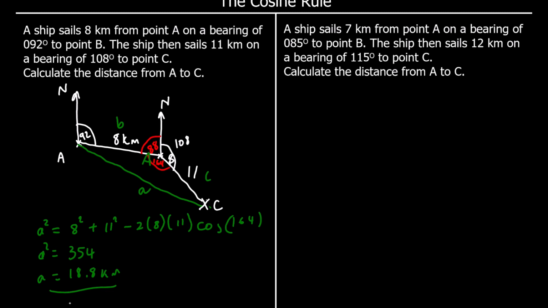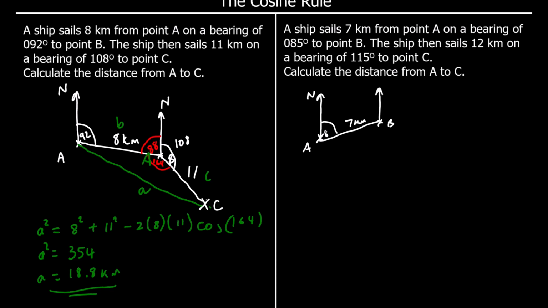One for you to try. Pause the video, give it a go. So again, we need to draw what's going on here. A ship sails 7 kilometers from point A. So there's our north line. On a bearing of 85 degrees to B. That's 7 kilometers. It then sails 12 kilometers on a bearing of 115 to C.